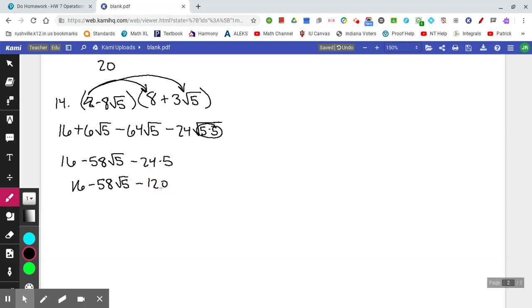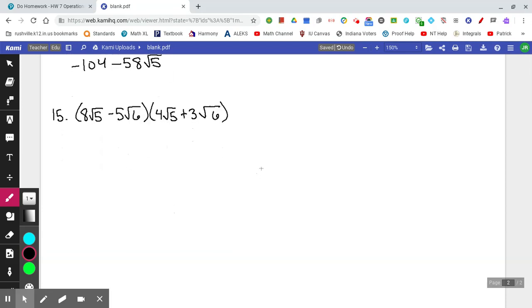I combine the constants now. So 16 minus the 120 is going to give me negative 104, and then minus 58 square roots of 5. Okay, so this would be my final answer: negative 104 minus 58 square roots of 5.